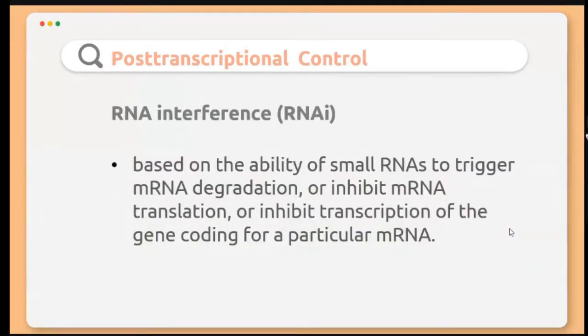And ito, post-transcriptional control naman, ito yung favorite part ko actually, sa RNA interference or RNAi. Dito tayo mag-focus. RNAi or RNA interference from the word itself is based on the ability of small RNAs to trigger mRNA degradation or inhibit mRNA translation or inhibit transcription of the gene coding for a particular mRNA. Ang haba, di ba? Pero hindi naman yan kailangan i-memorize. Yung kailangan nyo lang tandaan ay RNA interference ay para mag-interfere ng RNA, di ba? Ang galing. Yun yung nasa pangalan niya na. RNA interference para mag-interfere ng RNA. Specifically, messenger RNA. So, ano ba ito nangyayari?